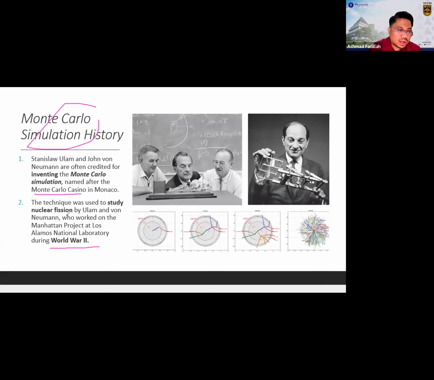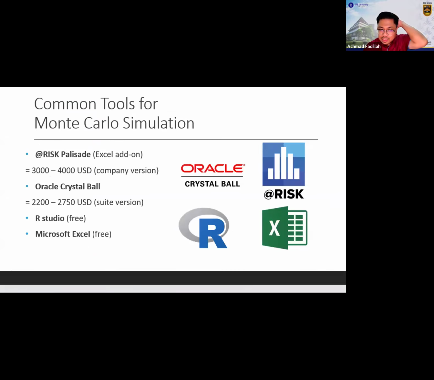About the name, why these two researchers used this name to make a fake name: during the World War, you need to have secrets about the program. Actually, this is the Manhattan Project to study nuclear fission. That's the history of the Monte Carlo simulation. And then these are several common tools for Monte Carlo simulation.